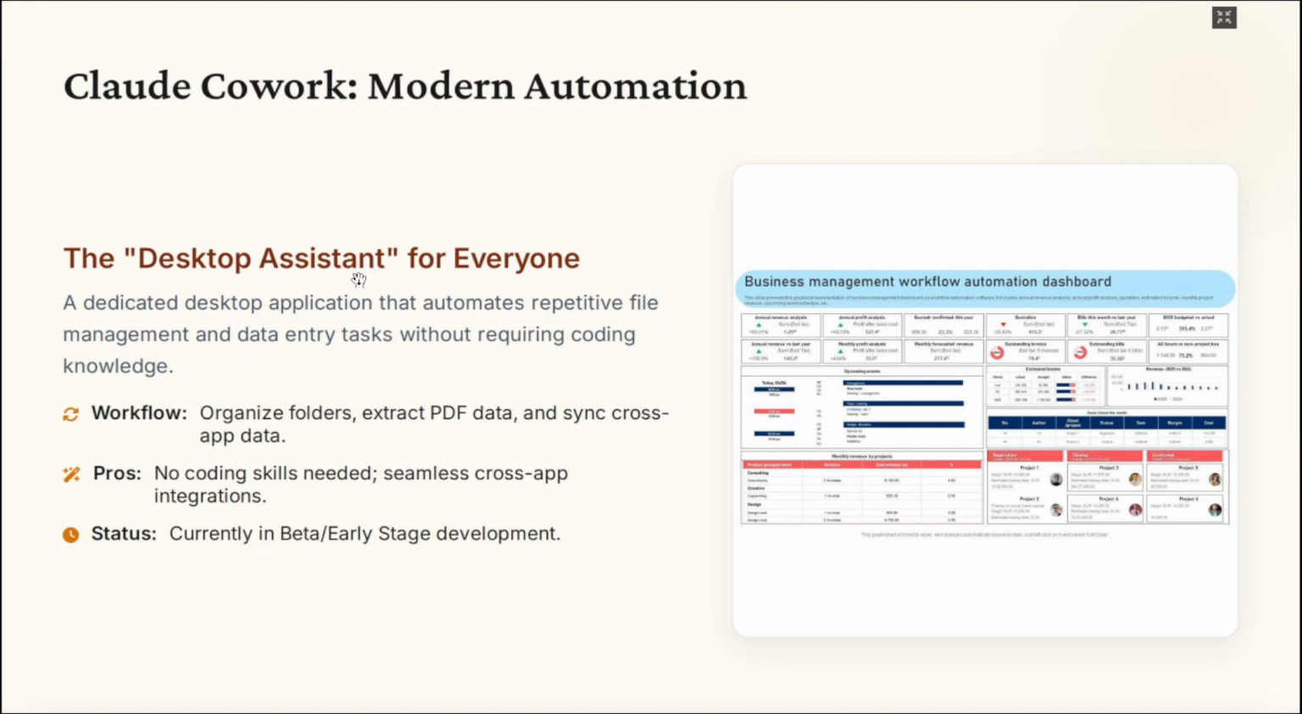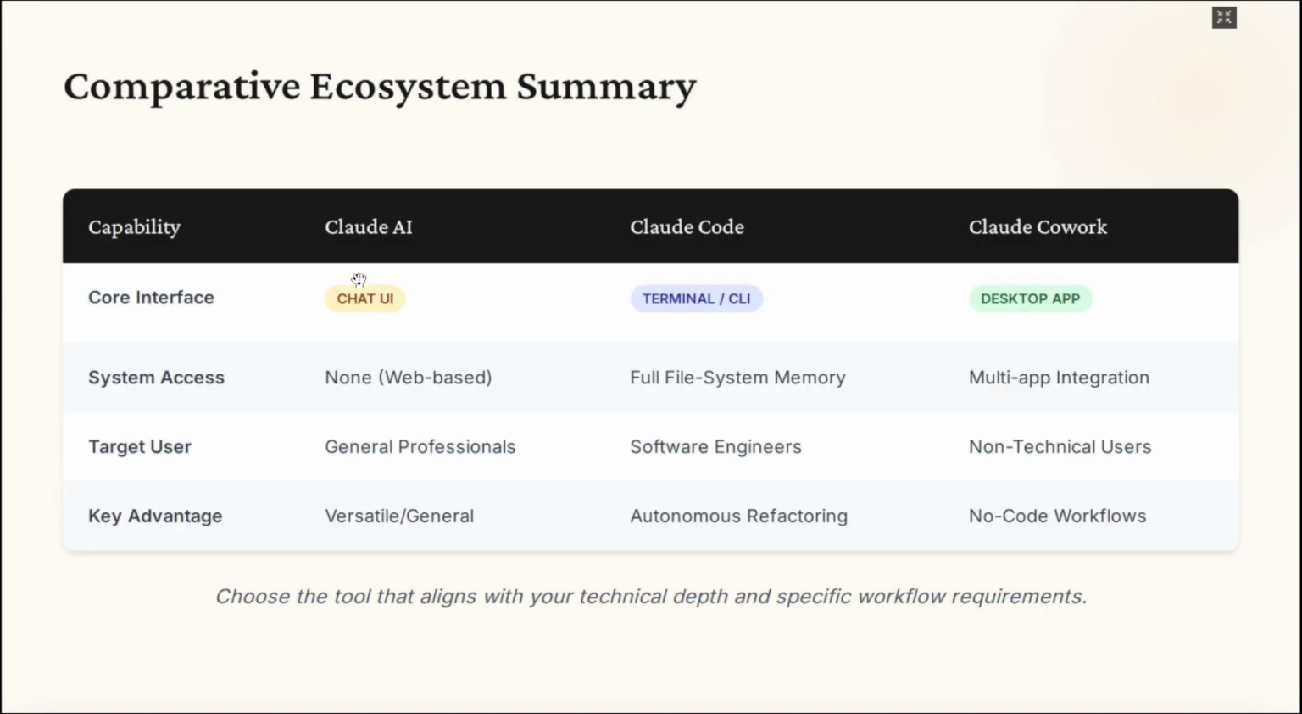Then we'll move to the final slide, which compares the different tools which Claude AI provides, based on different features. Basically we'll check the core interface. Claude AI has a chat UI based interface. Claude Code has a terminal CLI. Claude Cowork has the desktop app. That's how they work.